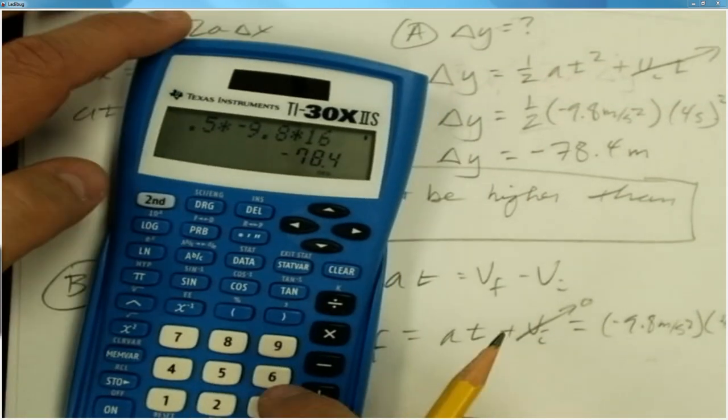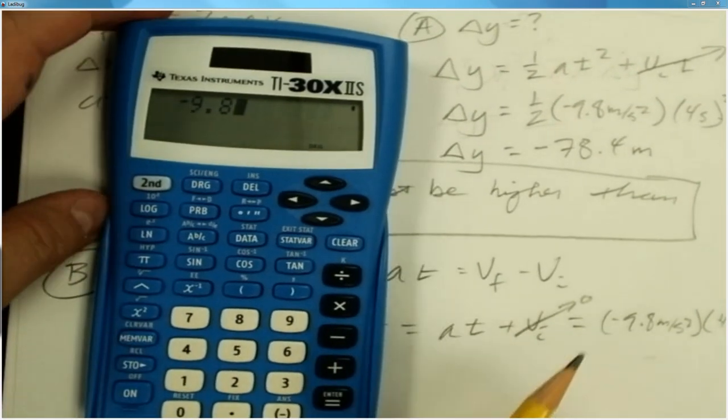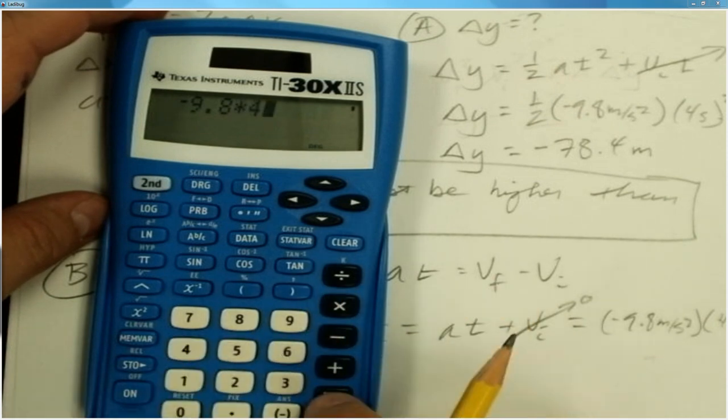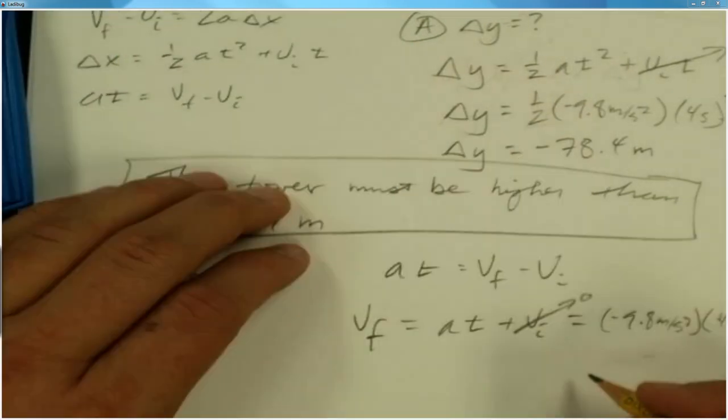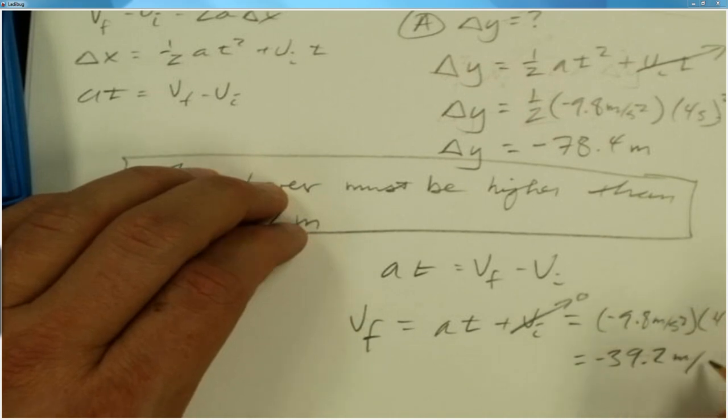So let's plug that in. Negative 9.8 times 4. That's negative 39.2 meters per second. All right, let's see.